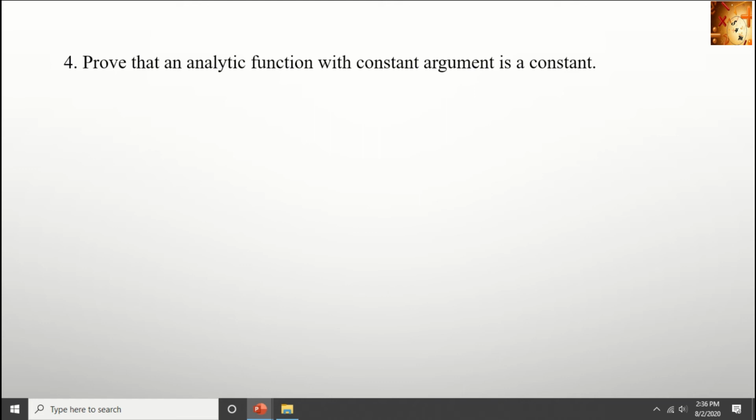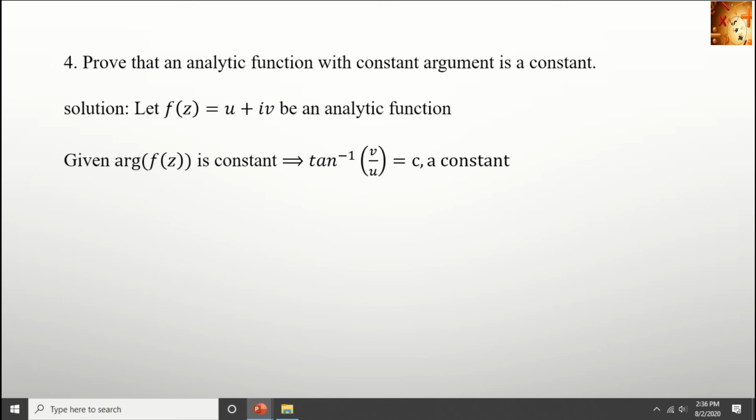Next result, prove that an analytic function with constant argument is a constant. Constant argument means the angle is constant. Let f of z equal to u plus iv be the analytic function, given that the argument is constant. Argument of f of z is constant means theta equal to a constant. What is theta? Tan inverse of the imaginary part divided by the real part. So tan inverse of v by u equal to some c.